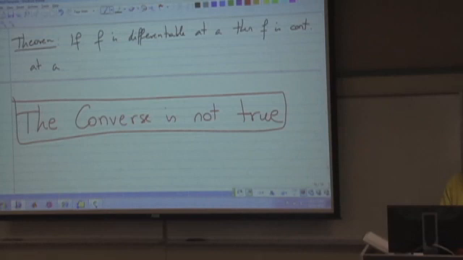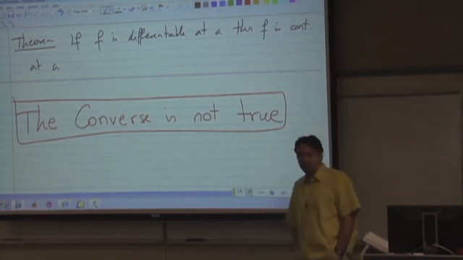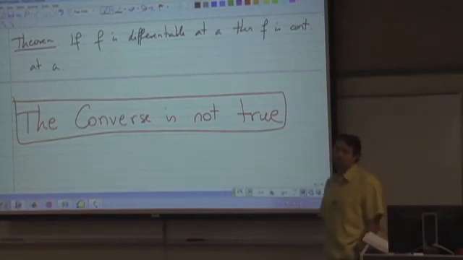So as I said, this theorem is very helpful as long as you're very careful on how you apply it. Did I write it big enough? The converse is not true, which says if a function is continuous, it may not necessarily be differentiable. One very simple example that we've done about 10 minutes ago is, can you give me an example of a function being continuous at a point but not differentiable at that point?